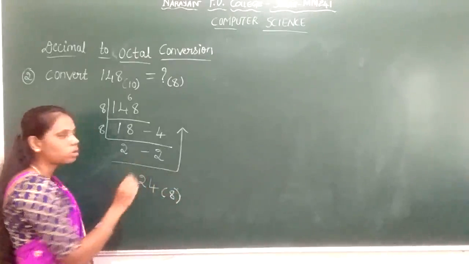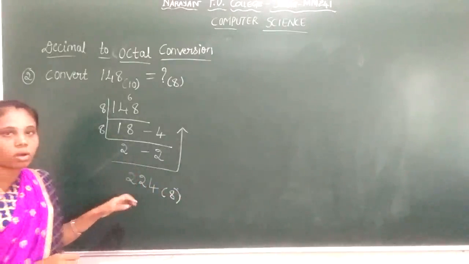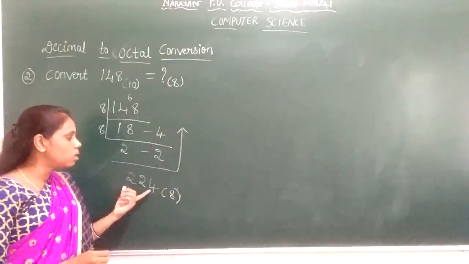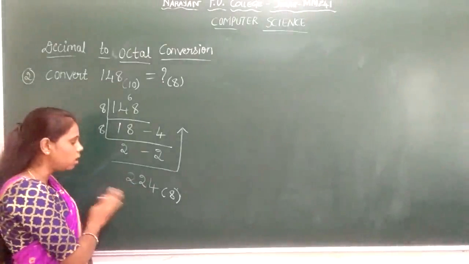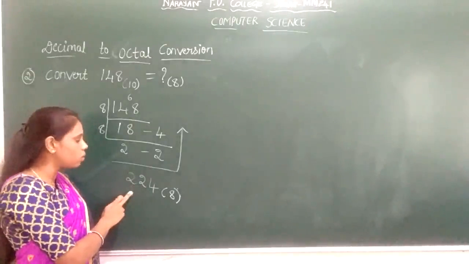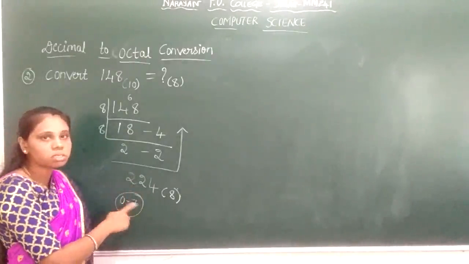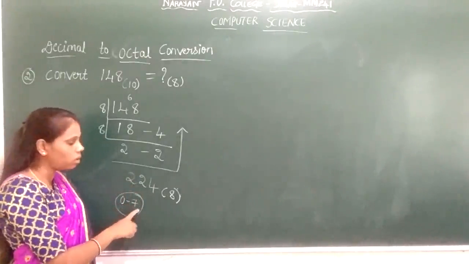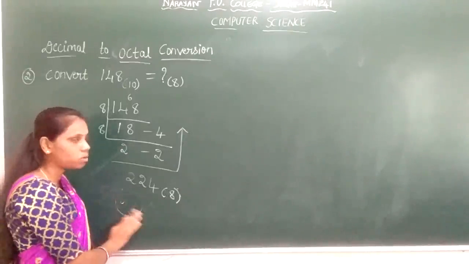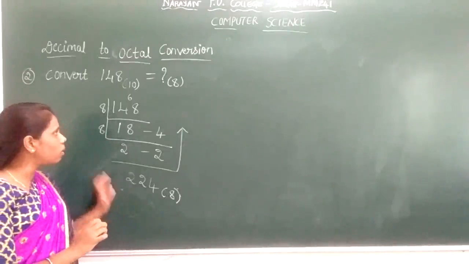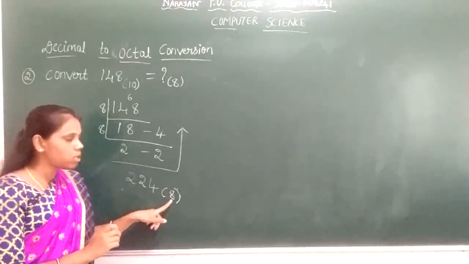The base of this octal number is 8. In binary you got only zeros and ones as a result, but in octal the range is from 0 to 7. So you will not get 8, 9, 10 digits, you will get only 0 to 7. So the octal equivalent value for 148 is 224 base 8.